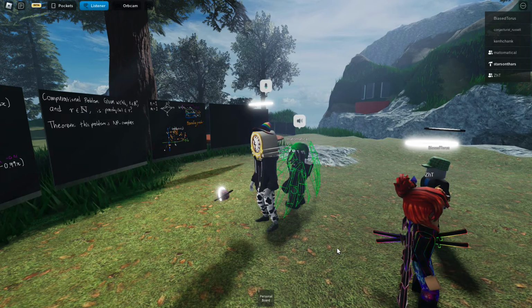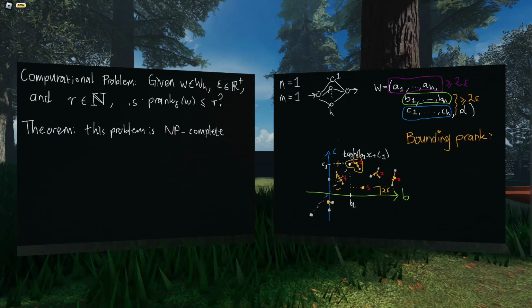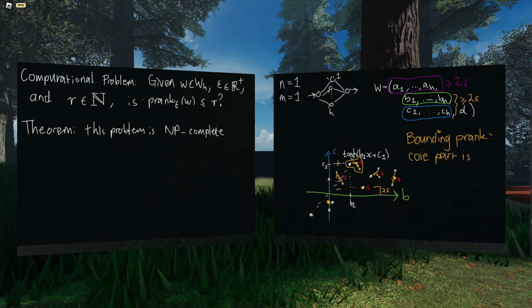So yeah, like I said, not super prepared for this talk, just improvising. What I've discovered is that what I want to tell you with this board is that the problem of bounding the parametric approximate rank is really about this abstract point clustering problem. That's the core part.